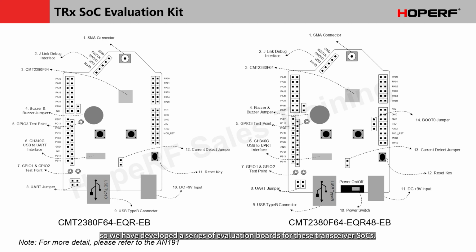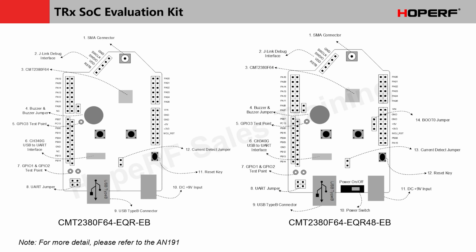So we have developed a series of evaluation boards for these transceiver SoCs. Since it comes with a controller, the evaluation board can also be used as a development board for the MCU part. The first one is the evaluation board for the CMT2380F64 model. It has two packages, QFN40 and QFN48. There are two buttons on the board, a buzzer, and a UART to USB interface. In addition, it comes with test function firmware out of the factory, which needs to be used with an LCD shield board. For detailed operations, please refer to our N191 document.